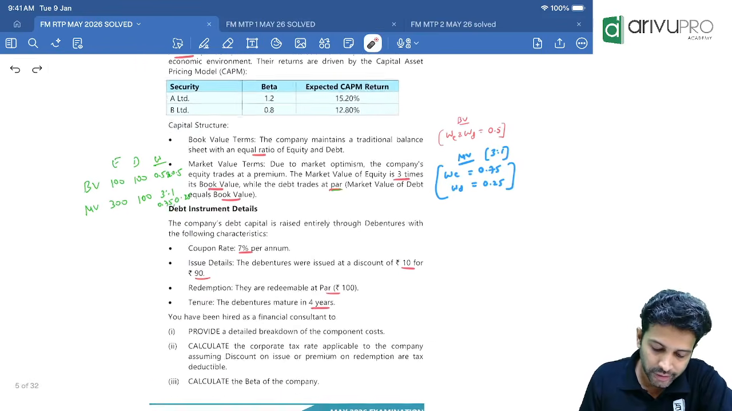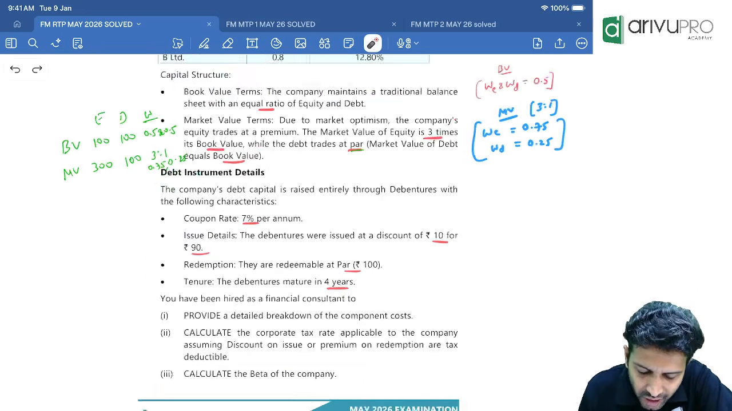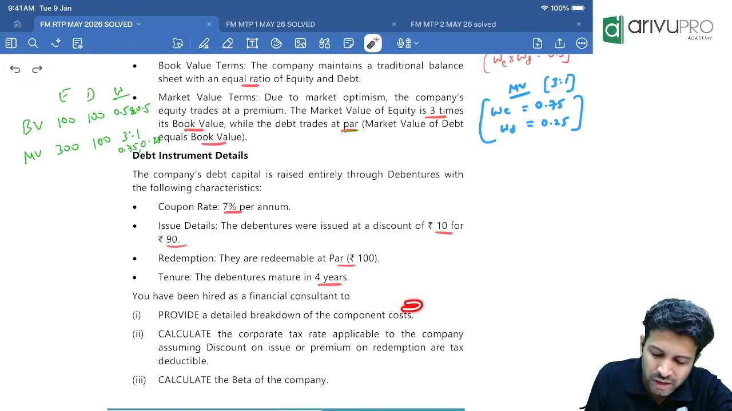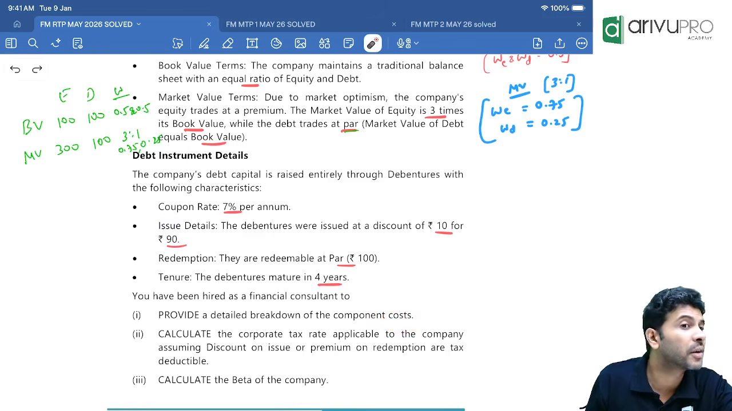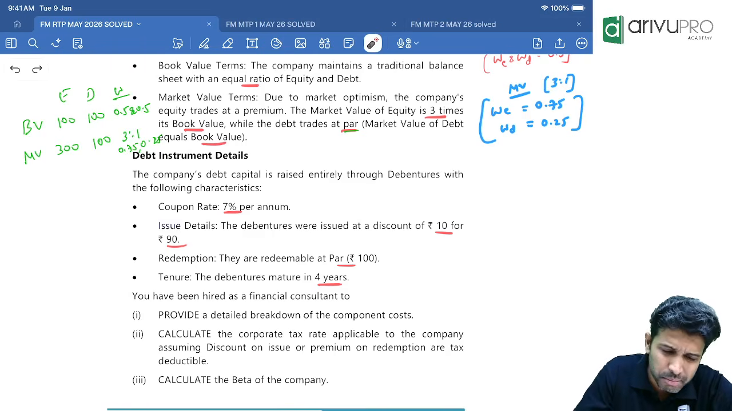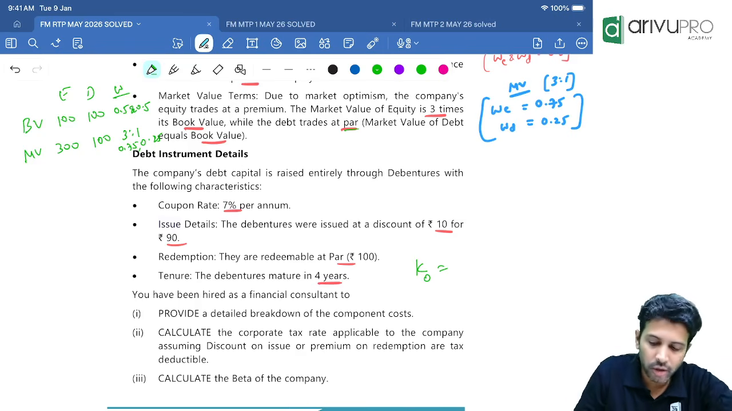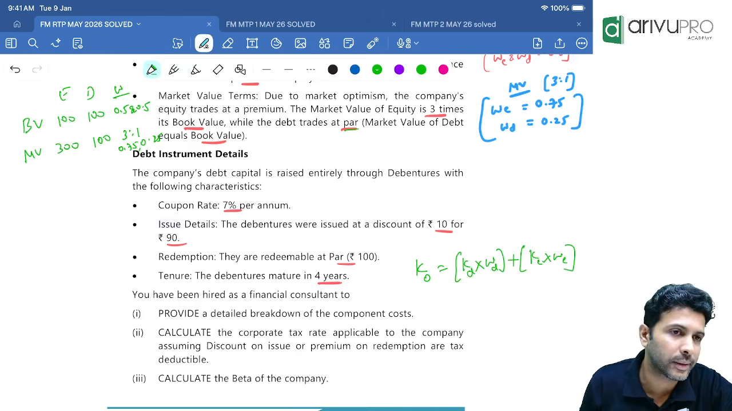Now, people, they've given some more data. Again, when the question is lengthy, always have a quick review of the requirement. They asked for a breakdown of component cost. Here we have two components. What are those? Equity and debt. They are asking for the cost of both. That means they are asking for the cost of equity and the cost of debt. And they have given KO. That is a clue. Simple formula. Sir, what is the one-liner formula for KO? Either you can put that in a table or you can take: cost of debt into weight of debt plus cost of equity into weight of equity. Fine.